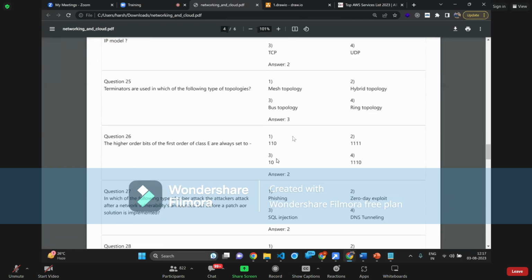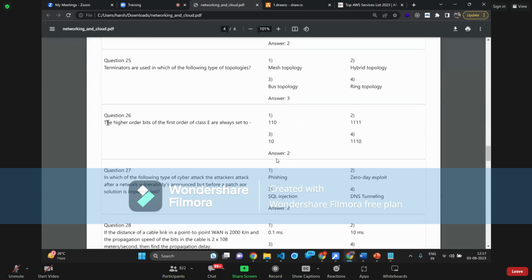Next is the higher order bits of the first octet of class E. Right, the first octet of class B, right? Yeah. So the higher order bits for the first octet of class B are always set to.